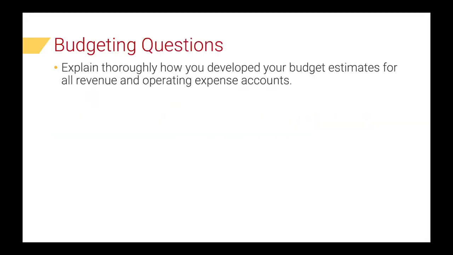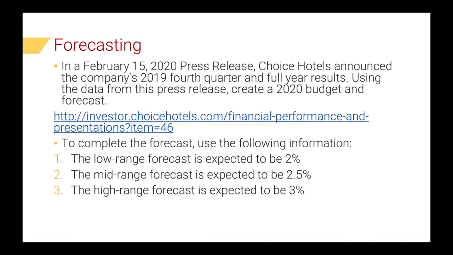So your budget question: explain thoroughly how you develop your budget estimates for all revenue and operating expense accounts. Now we come to forecasting. To complete the forecast, use the following information. The low-range forecast is expected to be 2%. The mid-range forecast is expected to be 2.5%. And the high-range forecast is expected to be 3%.